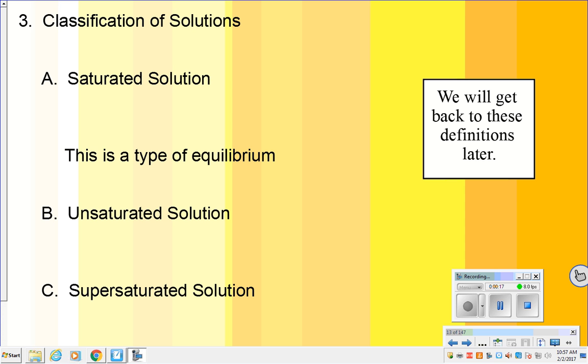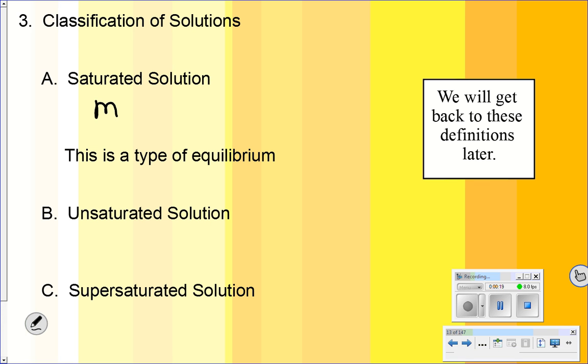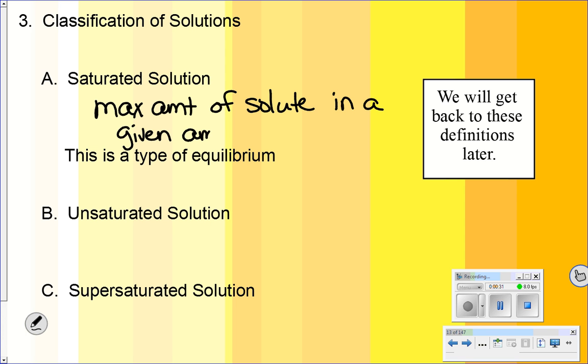A saturated solution is a solution that is holding the maximum amount of solute in a given amount of solvent, and this actually does require you to know a little bit about temperature. So that actually happens at a specific temperature.